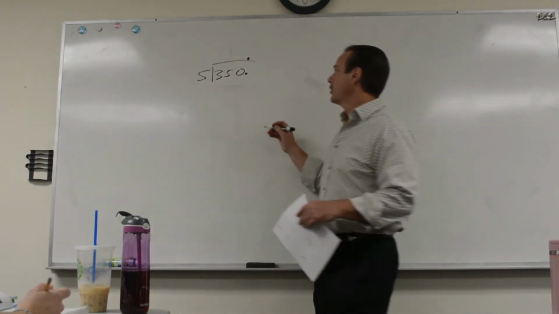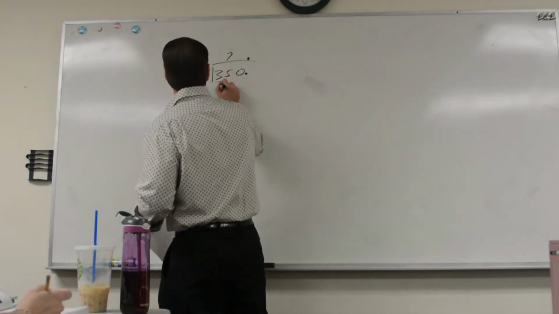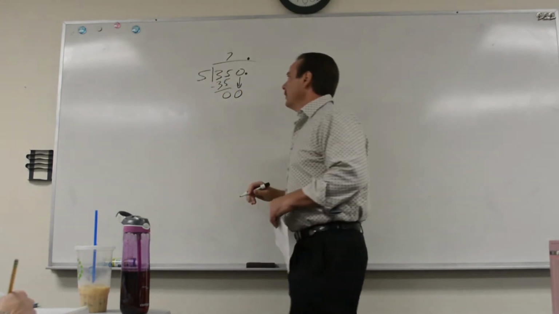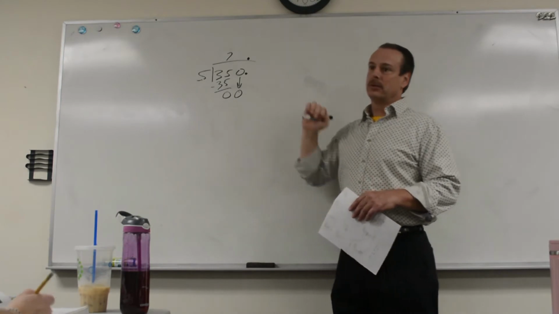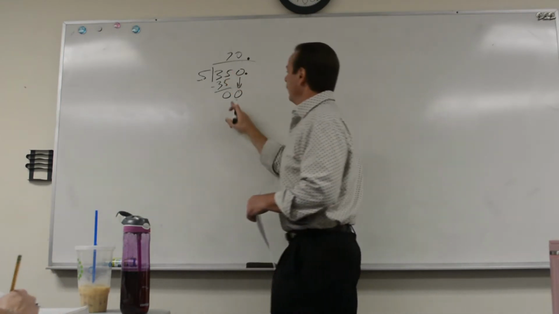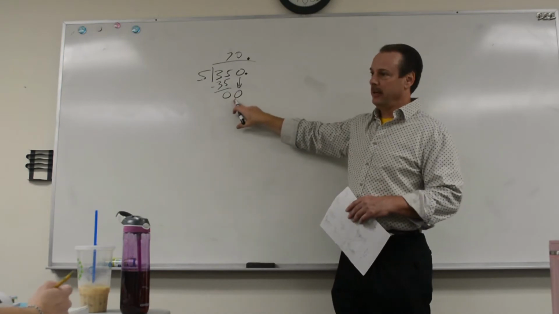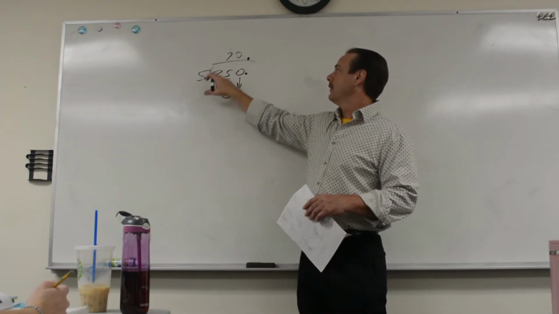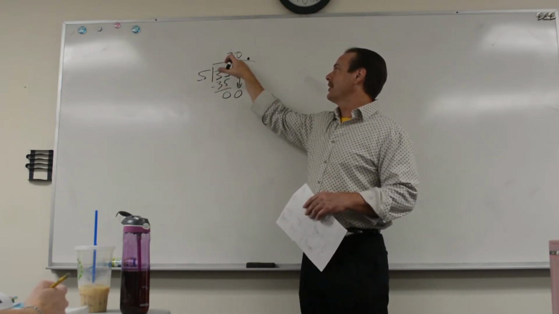So we got 7 here. We bring down the 35. We subtract away, we get 0. Next we bring down the other 0. Does 5 go into 0? No. We put a 0 here. Since this has terminated, we don't have any remainder. So 5 goes into 350 70 times.